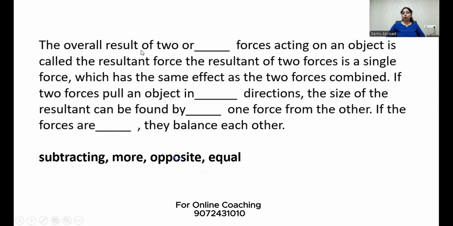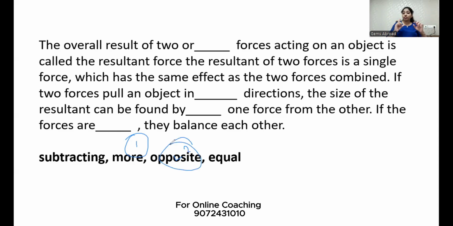The overall result of two or dash. Two or is a preference or a choice. It can be two or it can be more than that. So two or more. Forces acting on an object is called the resultant force, and the resultant of two forces is a single force which has the same effect as the two forces combined. If two forces pull an object in dash directions, directions is something like south, north, you'll have some directions, right? Directions is like in opposite directions.